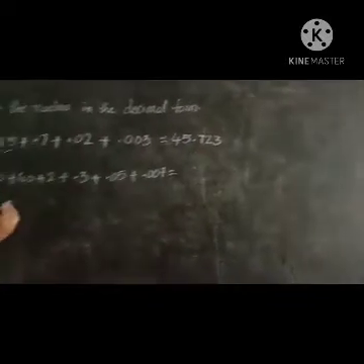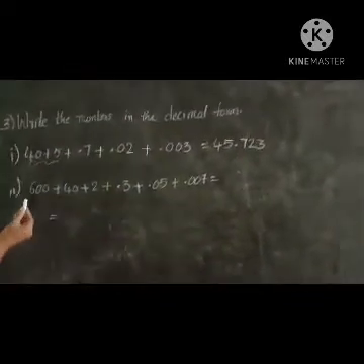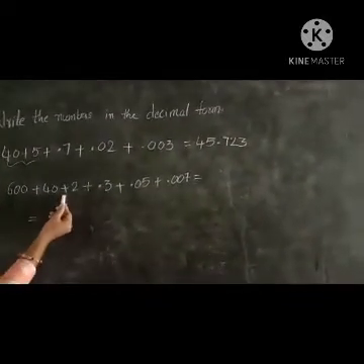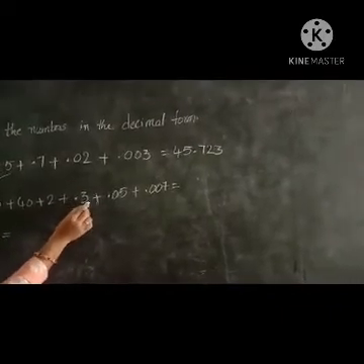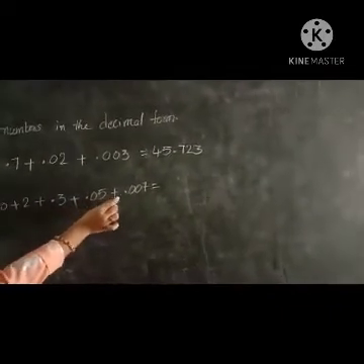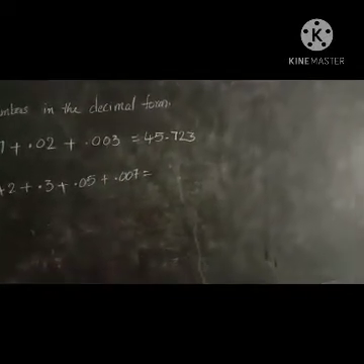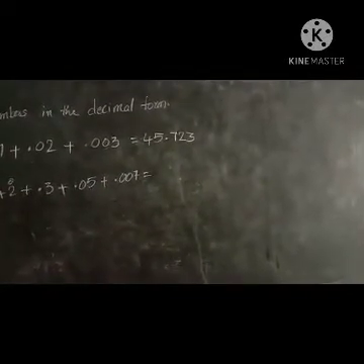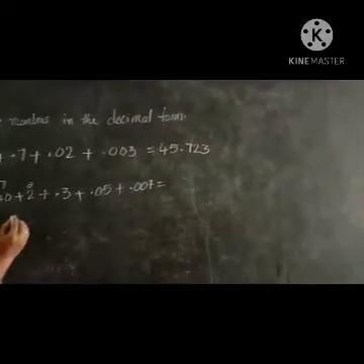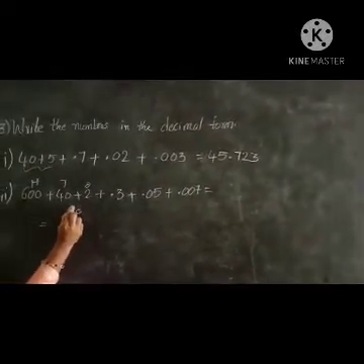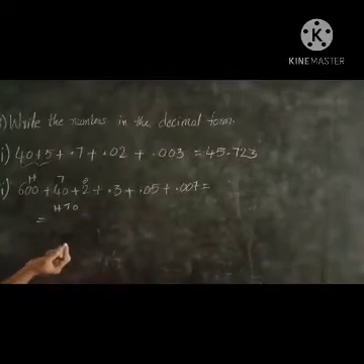45.723. And now see here the second one. What is the number here? 600 plus 40 plus 2 plus 0.3 plus 0.05 plus 0.007. Okay. And now see here. This is the ones place, tens place, and this is the hundreds place values. Ones, tens, and hundreds. Okay.